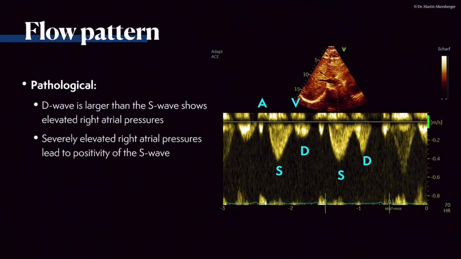Pathological is if the D wave is larger than the S wave, showing elevated right atrial pressures or hypervolemia, and severely elevated right atrial pressures lead to a positivity of this S wave.